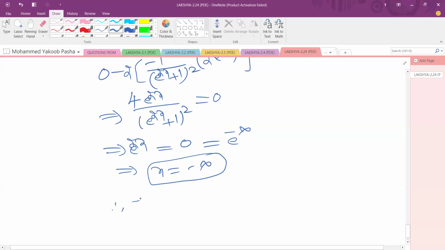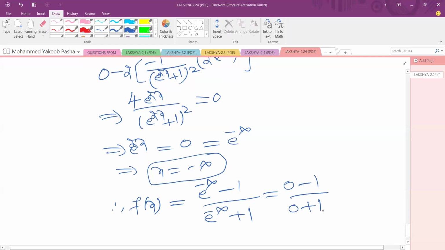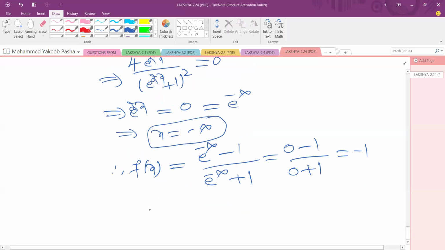Therefore, f of x is equal to e power 2x, that is e power minus infinity, minus 1 by e power 2x, that is e power minus infinity plus 1. So this is equal to e power minus infinity, 0, minus 1 by e power minus infinity, 0, plus 1. This is equal to minus 1. This minus 1 is my supremum. Therefore, supremum is equal to minus 1, which means it is the alpha. So we have the alpha value, alpha is equal to minus 1.